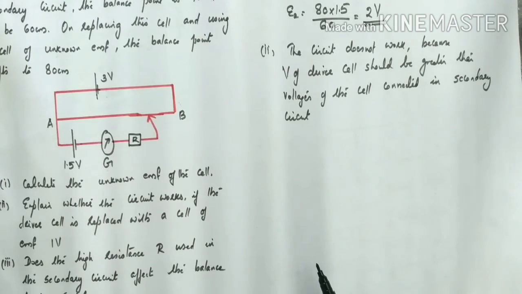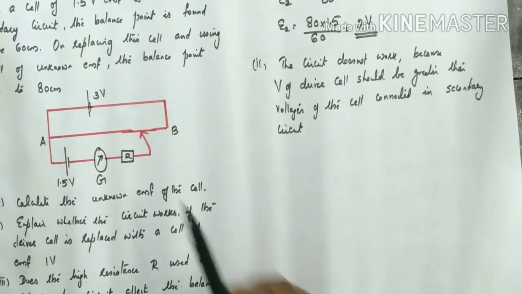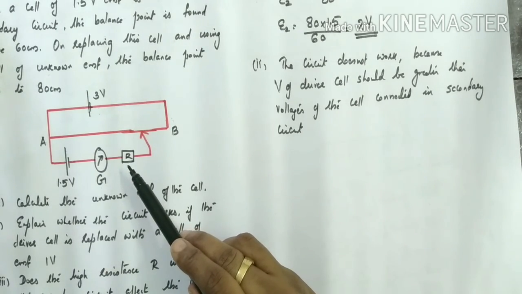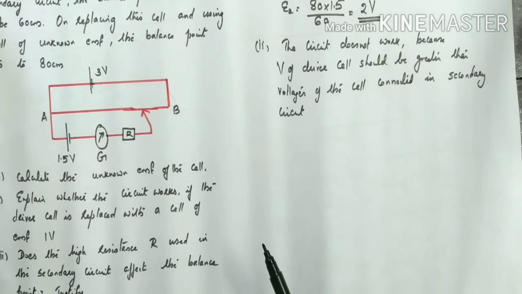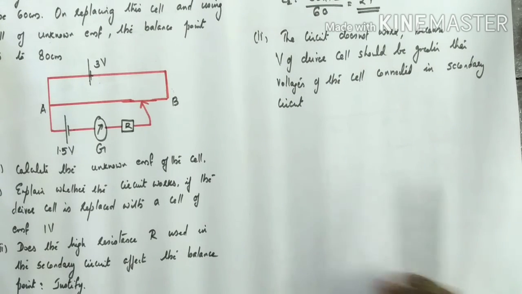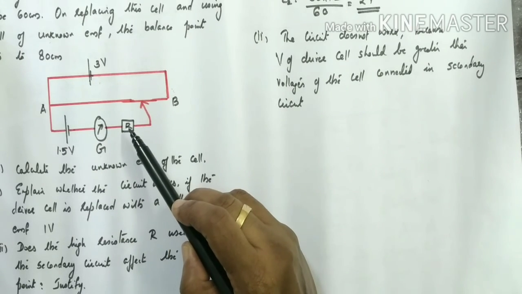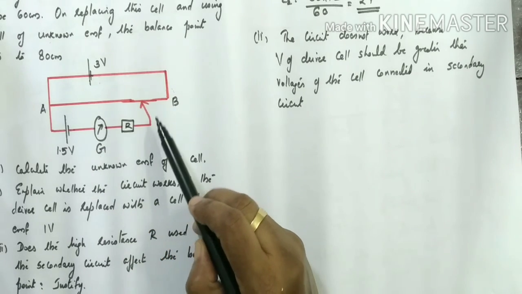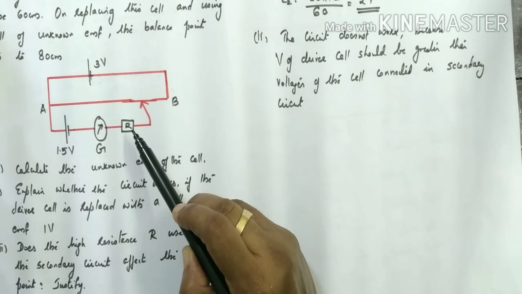And the third part is, does the high resistance R used in the secondary circuit affect the balance point? So R is the resistance connected here in the secondary. At the balance point, does the value of the resistance affect the reading? That's the question. Balance point means, is there any current flowing through the galvanometer? No, no current is flowing through the galvanometer. So whatever be the value of resistance, it does not affect, because at the balance point the current through the galvanometer and this region is equal to 0. No current is flowing through the galvanometer means no current is flowing through the resistance. So the value of resistance does not affect.